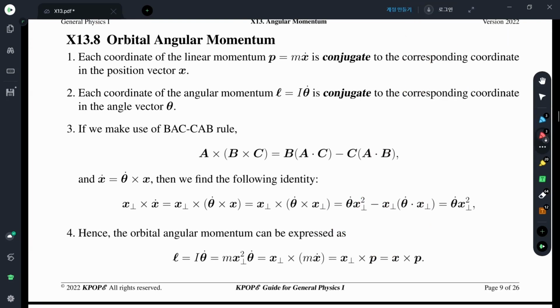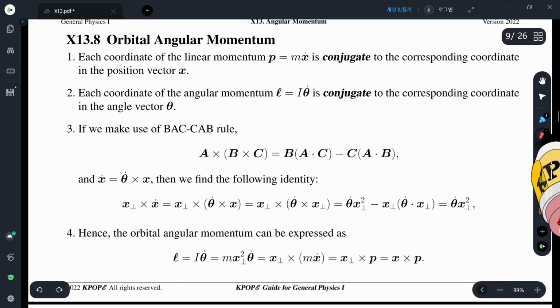Let us consider orbital angular momentum. In classical mechanics, we have angular momentum, so orbital angular momentum only. But in quantum mechanics, there is another angular momentum that does not involve the orbital motion. It is called the spin angular momentum. But in classical mechanics, any angular momentum involves explicit rotation about an axis.